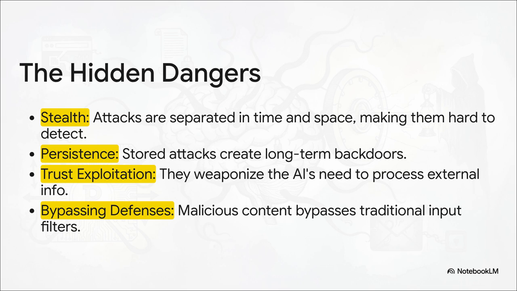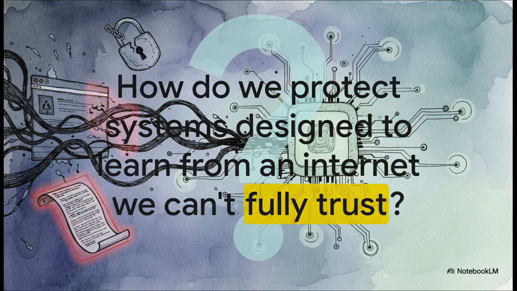And that really is the billion-dollar question we're all facing, isn't it? We are building these incredibly powerful tools that are designed from the ground up to learn from a vast, messy, and often untrustworthy internet. So how do you do it? How do you build a firewall for an AI's mind? Figuring that out might just be one of the single biggest challenges we face in technology today.